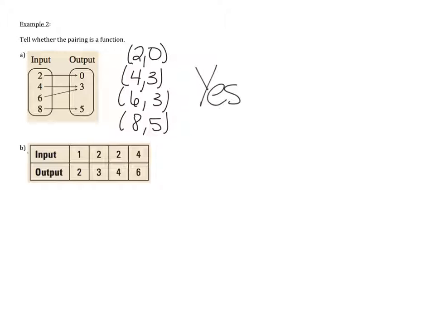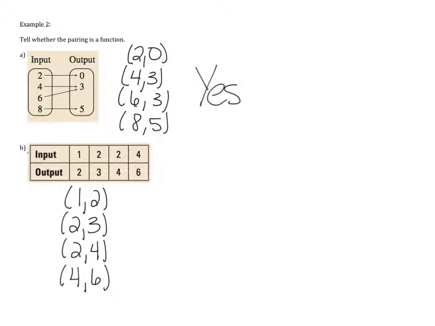Moving on to part B, this time our inputs and outputs are given to us in table form. So if you see here, we have inputs of 1, 2, 2, and 4, and 2, 3, 4, and 6 for our outputs. If it helps, go ahead and list these ordered pairs. So I have an input of 1 and an output of 2, an input of 2 and an output of 3, an input of 2 and an output of 4, and then an input of 4 and an output of 6. So again, what we're concerned with is if we have any x values repeating. And if you look here, the 2's repeat twice. So in this case, this would not be representative of a function.